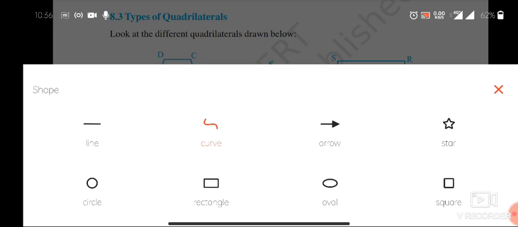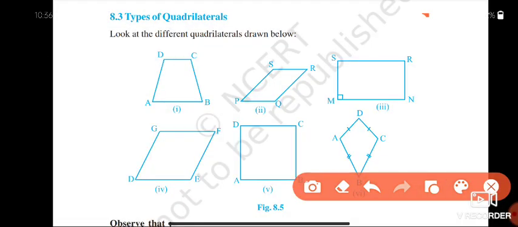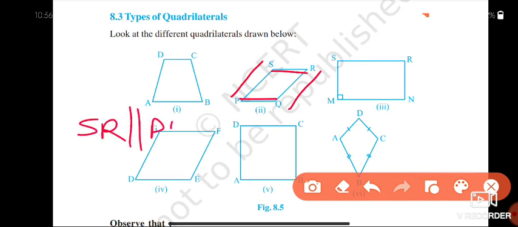Now how you will get opposite sides equal and parallel, that I am showing you. Here this is a parallelogram. Here we have opposite sides SR and PQ, then the next set of opposite lines is PS and QR. So here SR will be parallel to PQ and PS will be parallel to QR. This way you will get opposite sets as parallel. So this figure is known as a parallelogram.